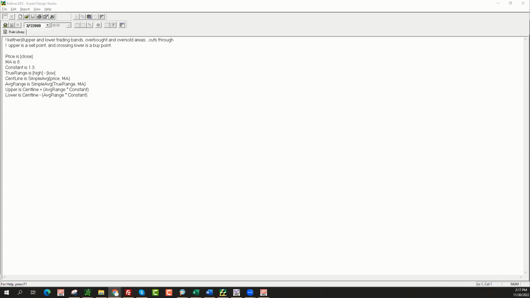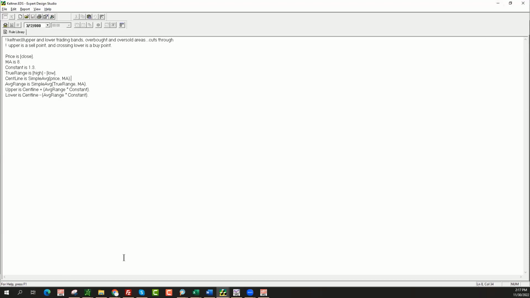So again, the calculation of this is all here for you to see. These are the standard settings for the Keltner, and you can obviously vary these. The moving average is set to 8 in this case, and it's using a simple moving average. It also has the ability to plot a center line, which we won't be doing in this instance. I've just done the upper and the lower line. Really what this does is the average range is multiplied by a certain constant to give us our upper and lower range bands for the indicator itself.